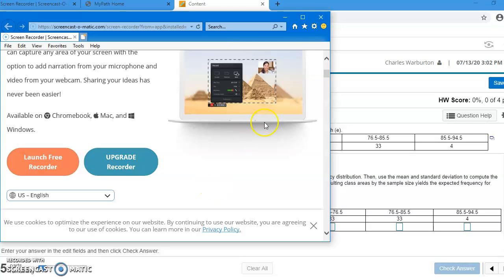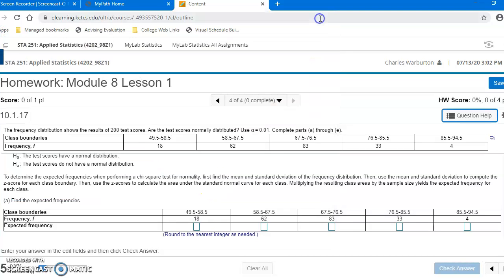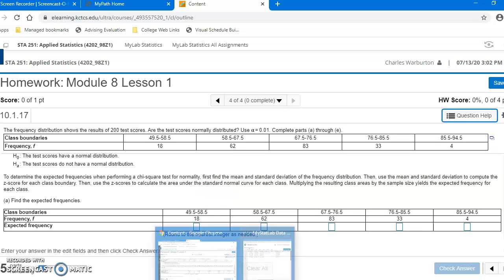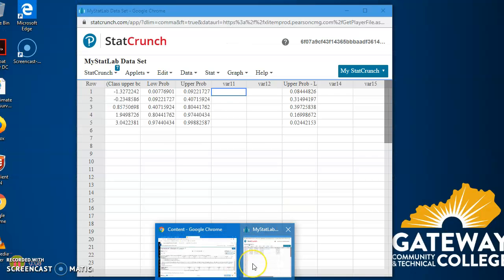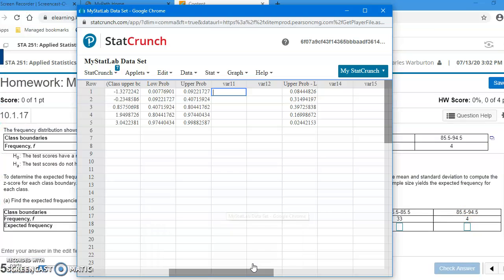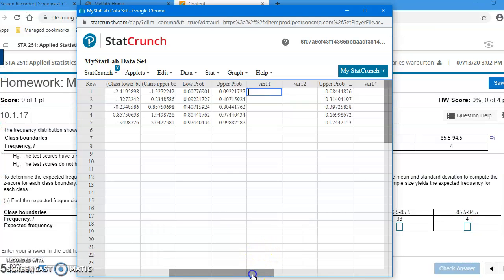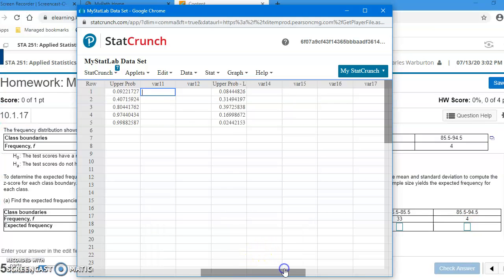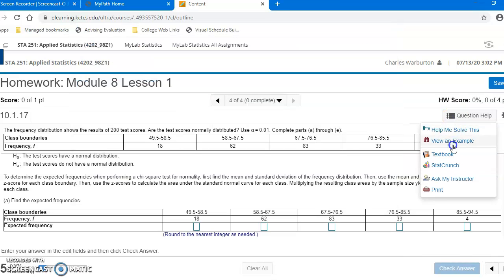Okay, so last time we made some good progress and we got the area there. Let's go back to StatCrunch and see the area that we got. There we go. There's the area that the question help referred to, if you're wondering what I'm talking about.